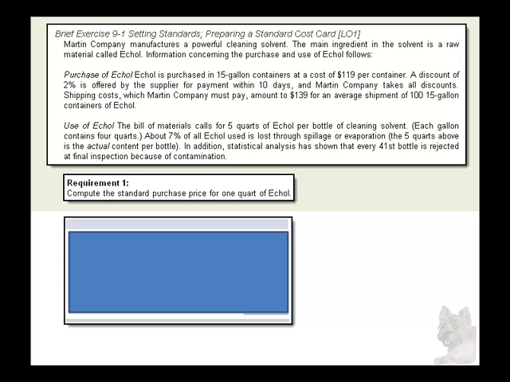About 7% of Ecol is lost through spillage or evaporation, and the 5 quarts above is the actual content per bottle. In addition, statistical analysis shows that every 41st bottle is rejected at final inspection because of contamination. Alright, so with that information, how do we compute the standard?